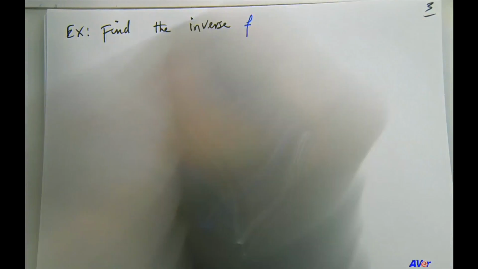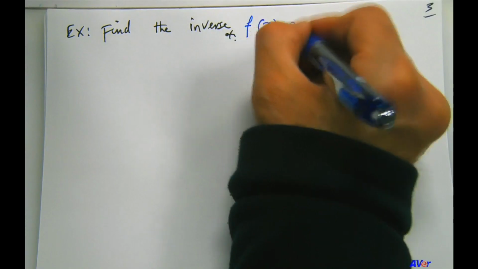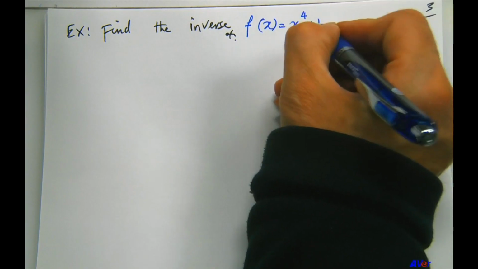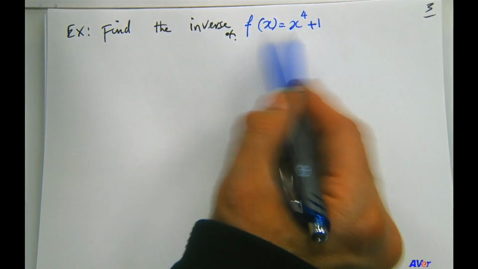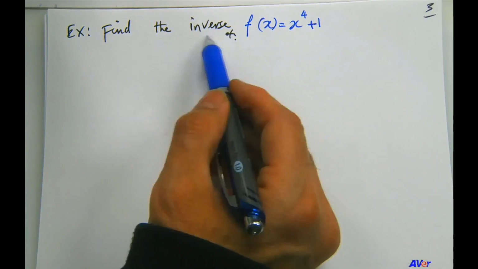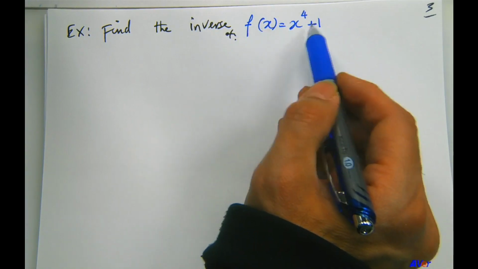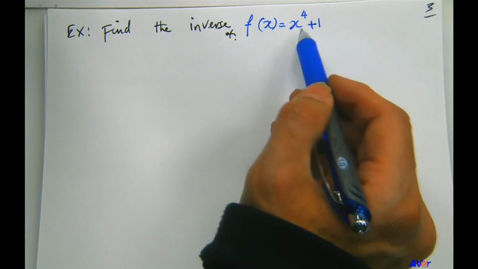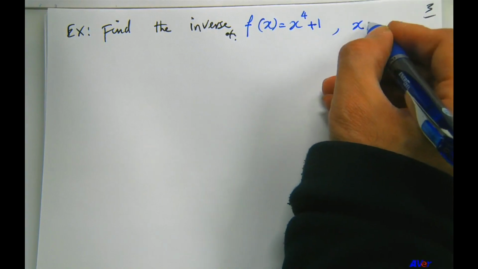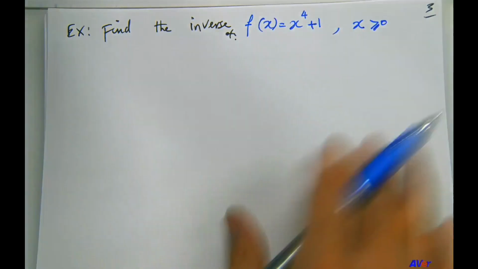So, the inverse of f of x equals x to the 4th power plus 1. I'm sure some of you, if not all of you, right away notice that this is not a one-to-one function. So is this a trick question, to find the inverse of a function that is not one-to-one? No, it's not a trick question, because what I'm about to do is restrict the domain. I'm going to restrict the domain to x being greater than or equal to 0. So now it is a one-to-one function, of course.